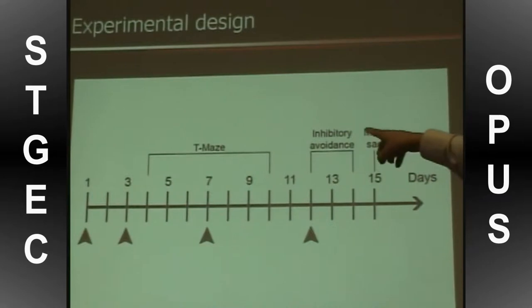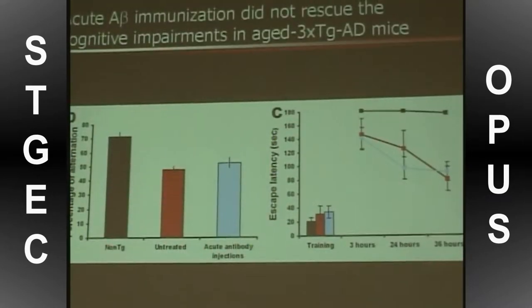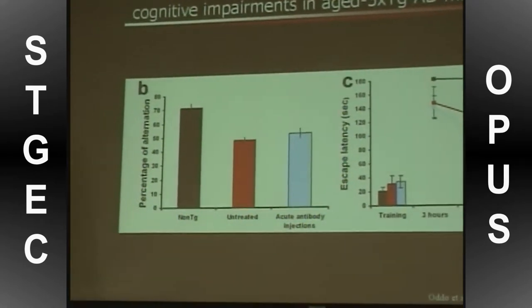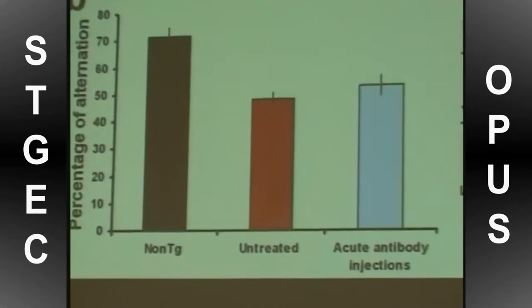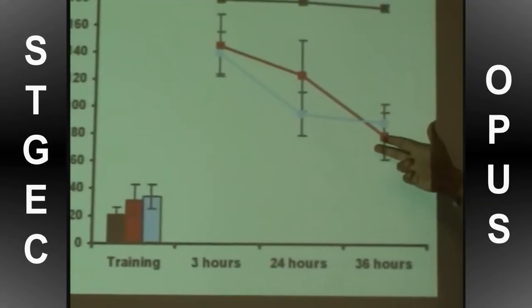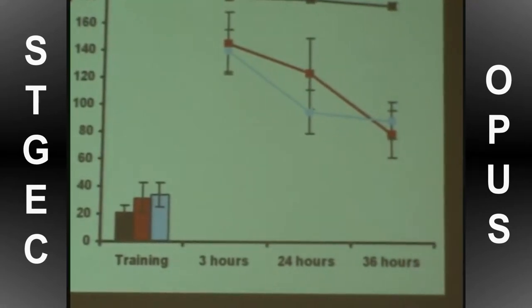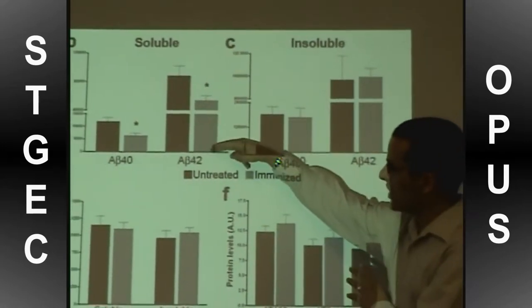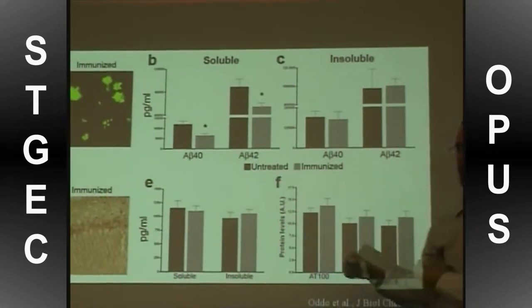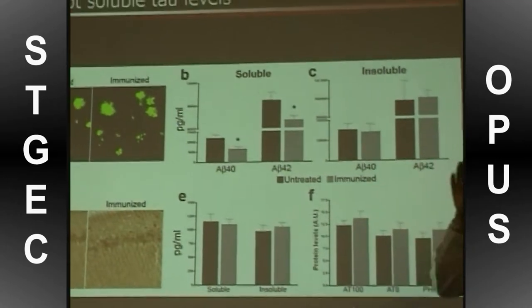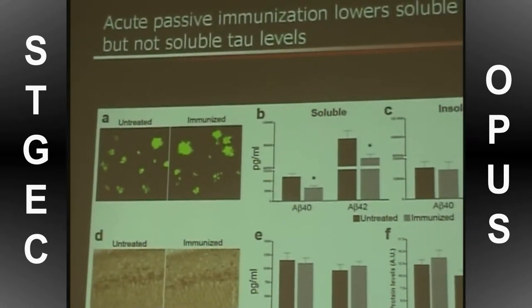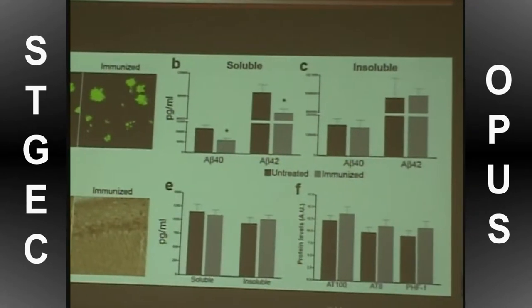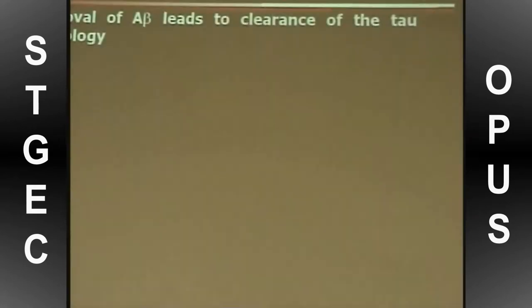And during these injections, we do the T-maze and the inhibitory avoidance. As you can see here, we now call this group acute antibody injections. In the T-maze, they performed at chance level, so the behavior was not rescued. And when we do the inhibitory avoidance, they again perform like the untreated mice. Basically, with time they lose the association. Looking at the brain of these mice, we saw that soluble A-beta 42 was significantly decreased compared to the control. However, soluble tau levels were not. So using this experimental paradigm, we were able to selectively decrease A-beta 42 levels without changing tau levels, and this was not enough to rescue the cognitive decline in these mice.